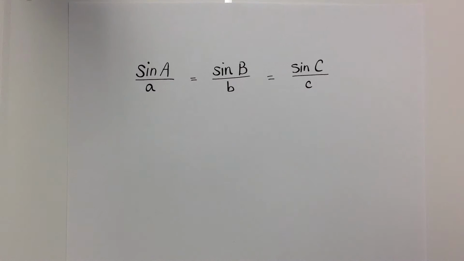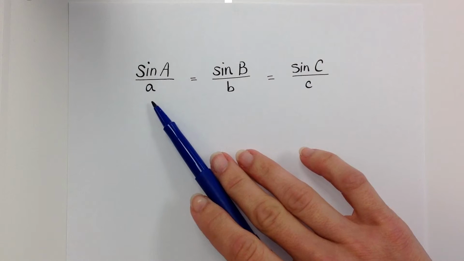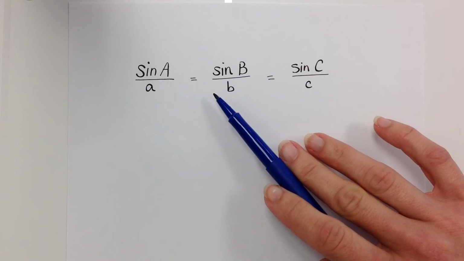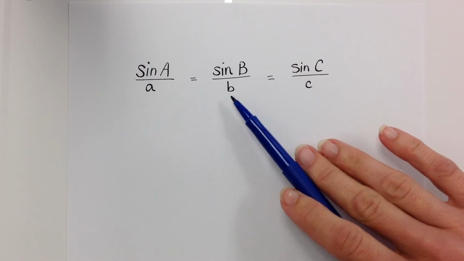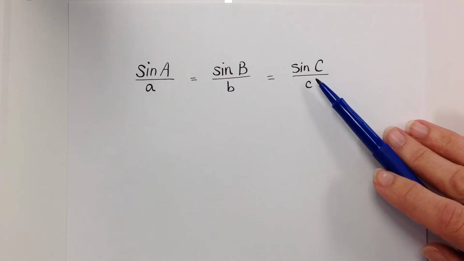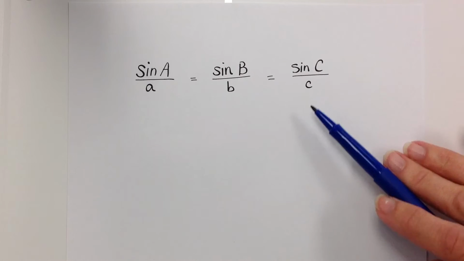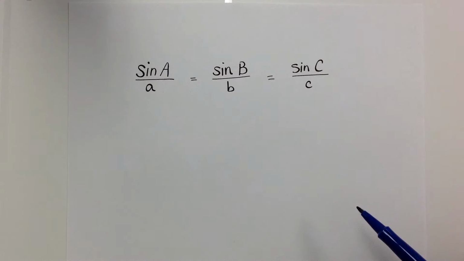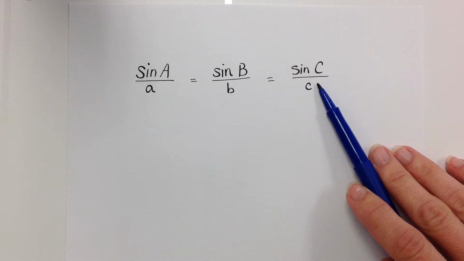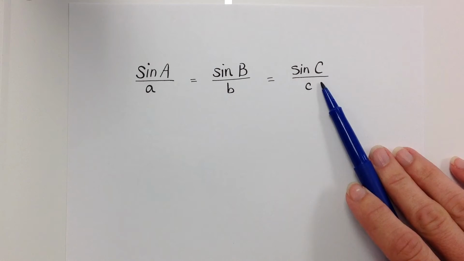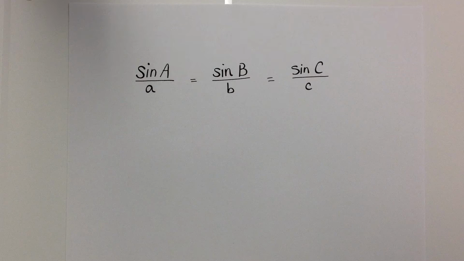Now the formula for law of sines looks like this. These are all proportional to each other. Sine of angle A divided by side A is equal to sine of angle B divided by side B, which is also equal to sine of angle C divided by side C. You'll actually only work with two of these ratios at a time, depending on what information you're given and what you're trying to find, so make sure that you copy that down in your notes.